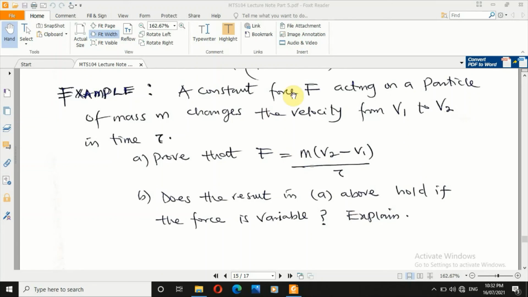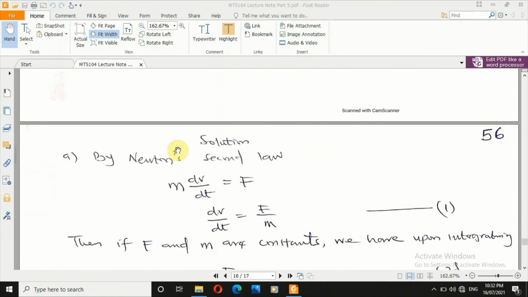So here now we have a constant force F acting on the particle of mass m, which changes the velocity from v1 to v2 in time t. Solution: by Newton's second law, we have m dv/dt equals F. So if we divide by m, we have dv/dt equals F over m.